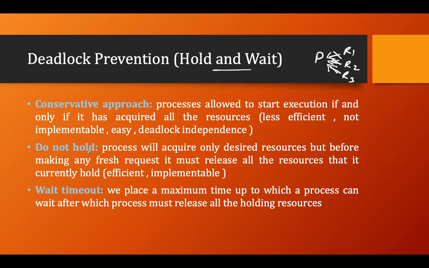The second is the do not hold approach. What is that? The process will acquire only the desired resource, but before making any fresh request, it must release all the resources that it currently holds. It is efficient as well as implementable. So let's say P requires R1, R2 and R3. Let's say it gets R1 first. With R1, it will execute for some time. Then after that, it requires R2 as well as R3. Let's say the next resource it requires is R2. It will be given R2 only when it releases R1. So R1 needs to be released before P is given R2.